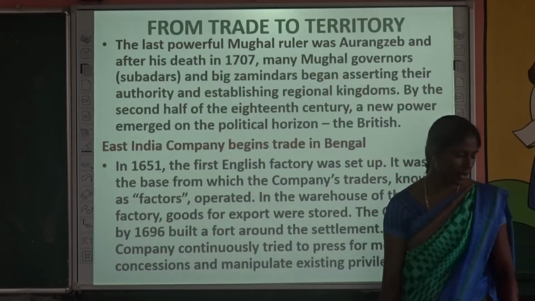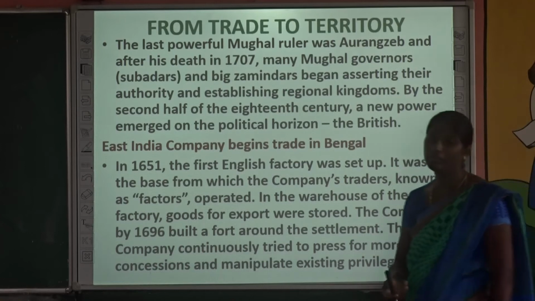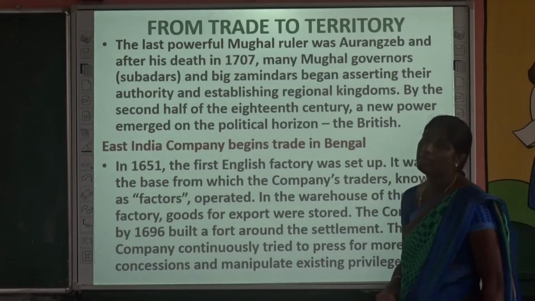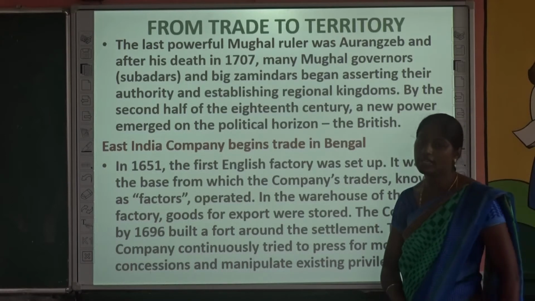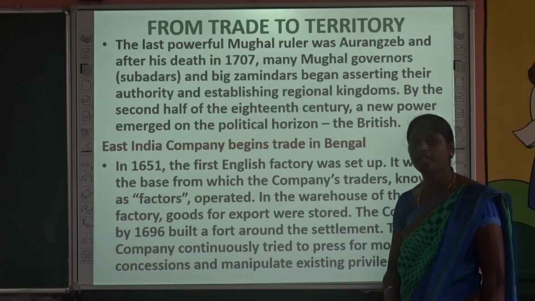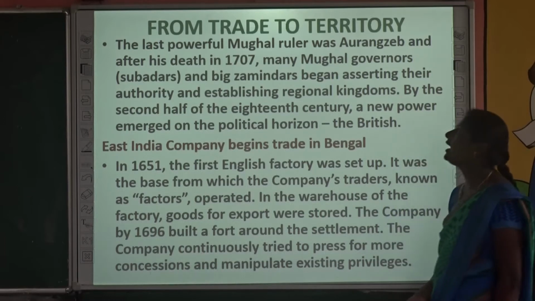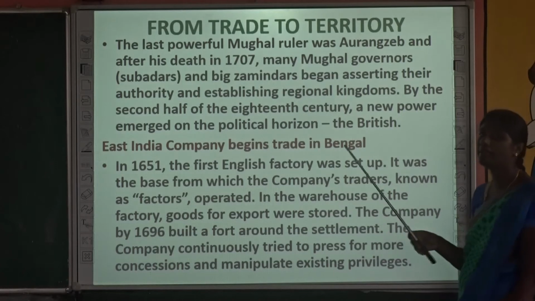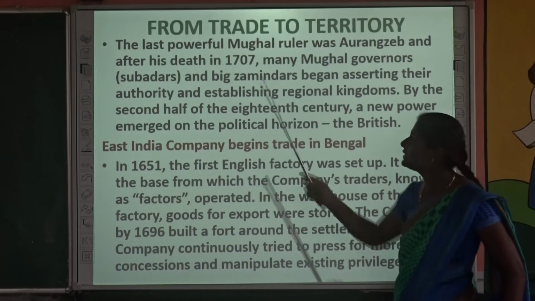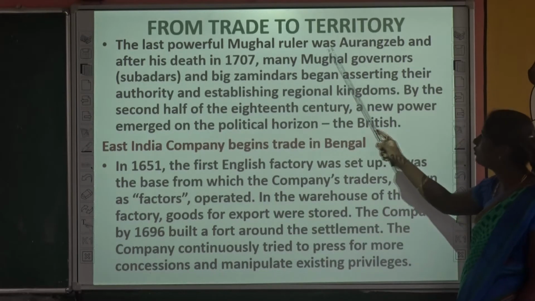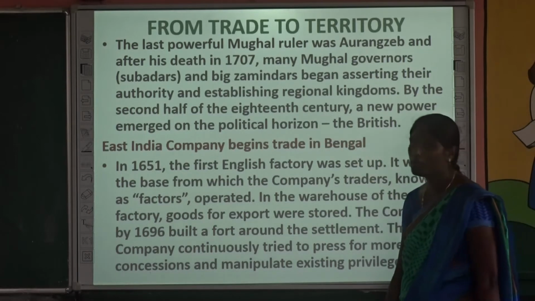Now we are moving to your second chapter, children. From trade to territory. What is meant by that? From trade to territory in the sense, the British came to India for what purpose? They came as traders. Later on, how they captured India and how they implemented their power in India. That is what we are going to see in this lesson. The last powerful Mughal ruler was Aurangzeb.